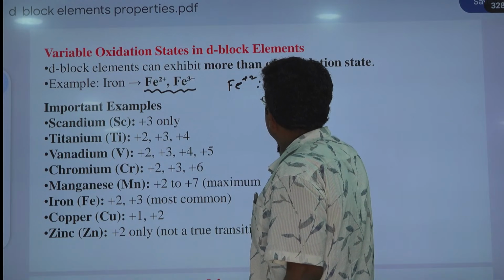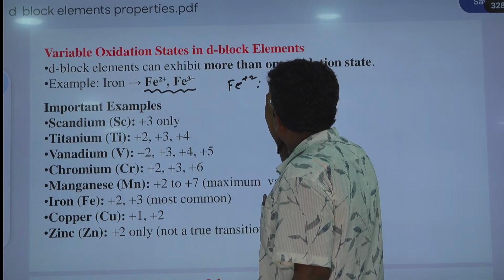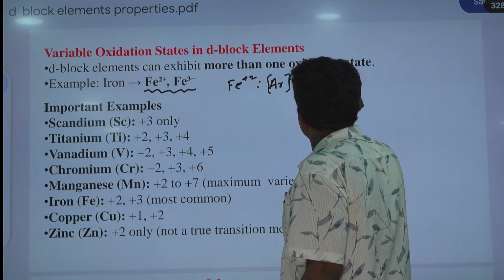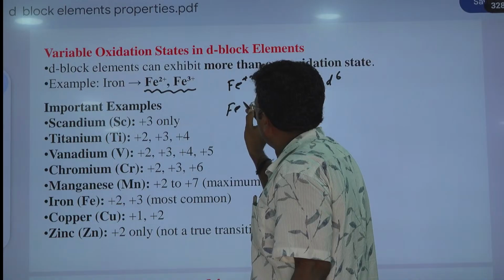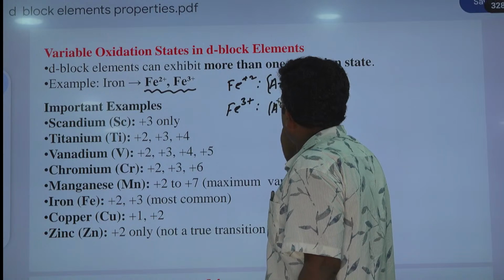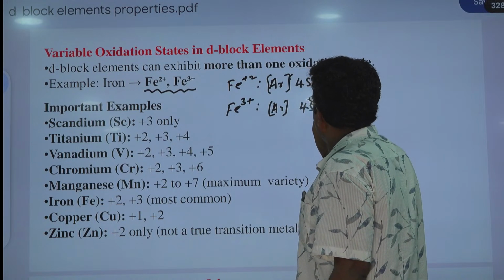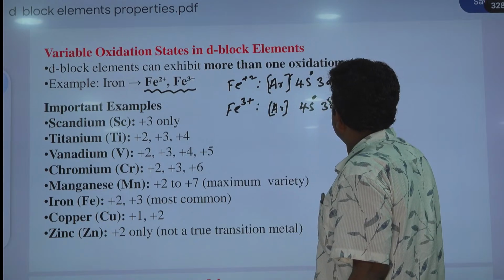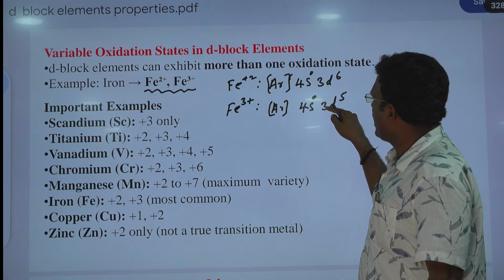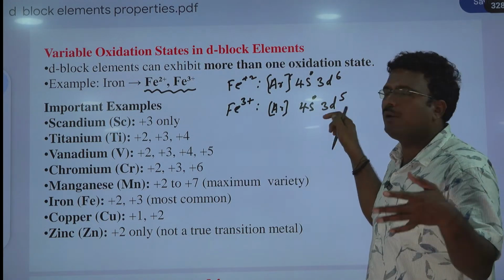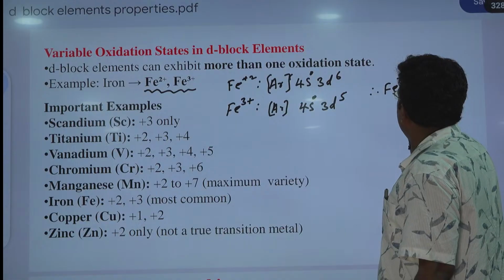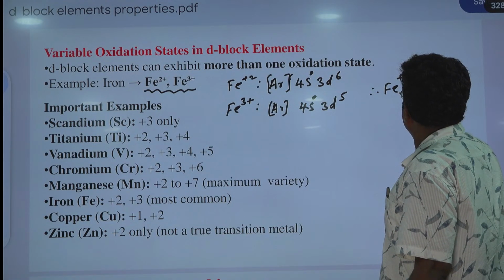Iron has atomic number 26, right? Iron +2 is argon 4s0 3d6, right? Then in ferric oxide, the iron +3 oxidation state is present. We write the configuration as argon 4s0 3d5, right? The d orbitals are half-filled. Half-filled or full-filled orbitals are more stable than unfilled. Therefore, Fe3+ is more stable than Fe2+.